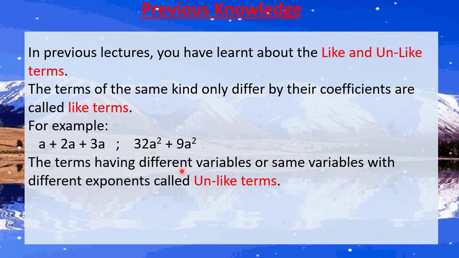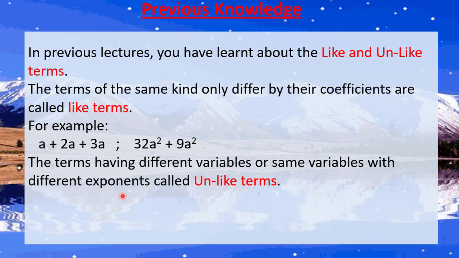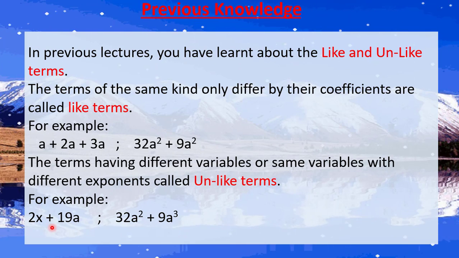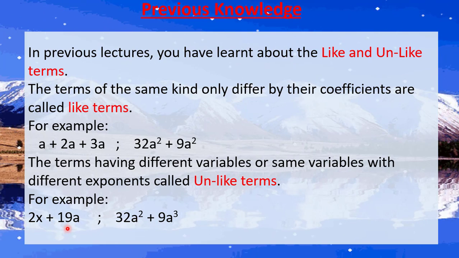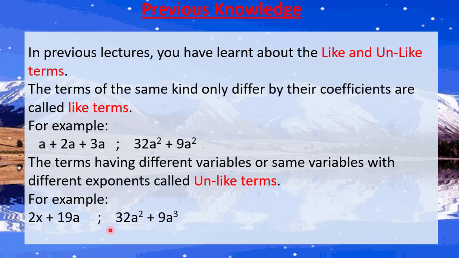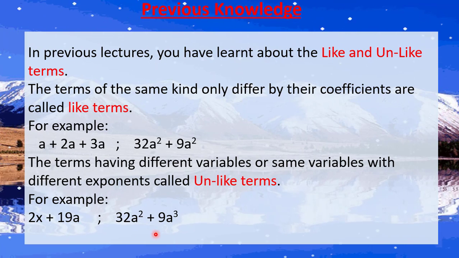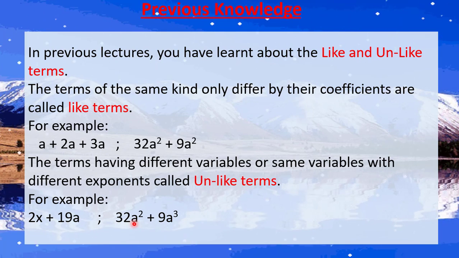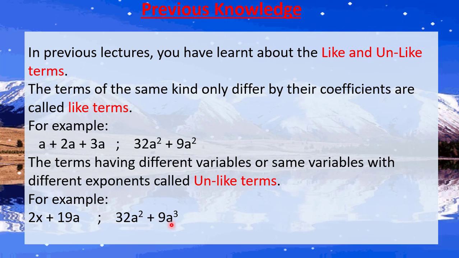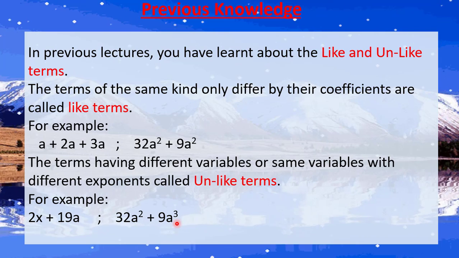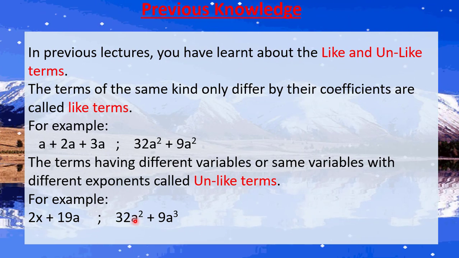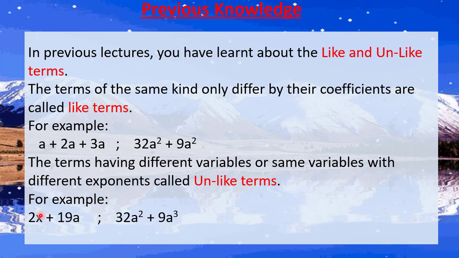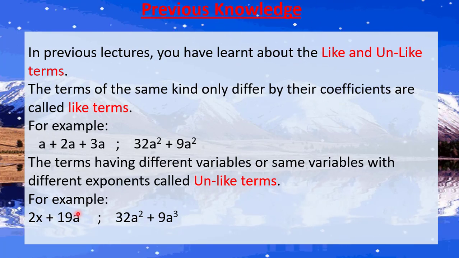The terms having different variables or same variables with different exponents are called unlike terms. For example, here in this expression, terms 2x and 19a have different variables x and a. And here in this expression, you can observe that both terms have same variable a with different exponents. Here you can see that the exponent of this variable a is 2 and the exponent of variable a here is 3. So you can observe that unlike terms have the same variable with different exponents or different variables with same exponents. Here you can see that exponent is 1, that is same.